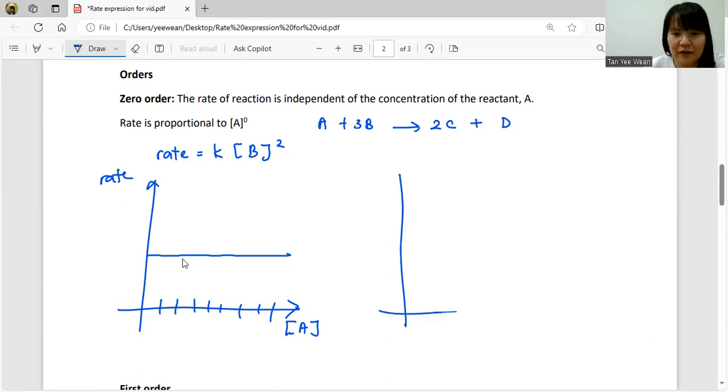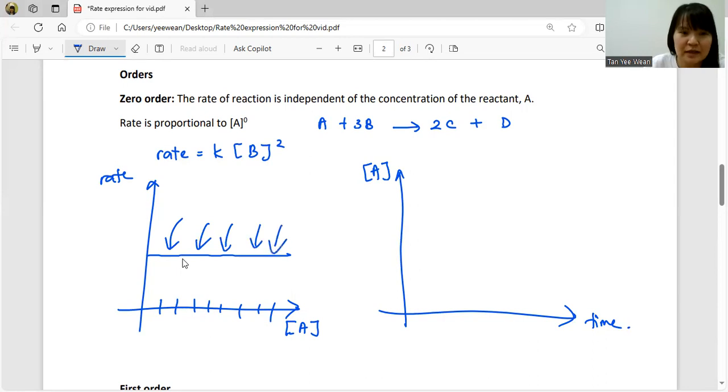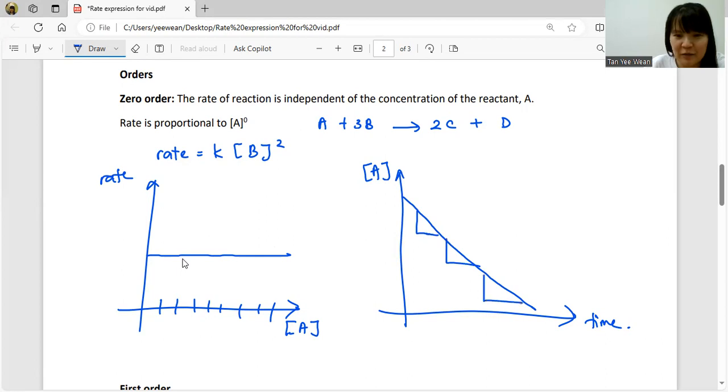Okay, what if I plot another graph here? A versus time. Do you remember that in this graph of concentration and time, x-axis time and y-axis concentration, the gradient of this graph, like you've seen in IGCSE, represents rate. Now look at this, the rate didn't change. No matter what the concentration was, the rate was the same. What does that tell us? It means that the gradient of the graph must be the same all the way. Same gradient here, same gradient here, same gradient here.